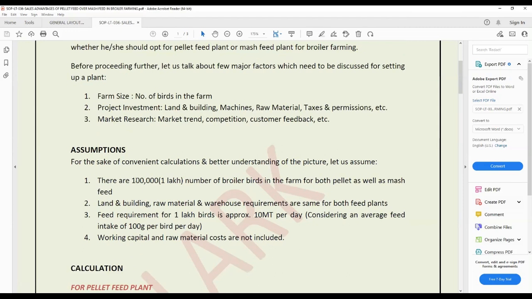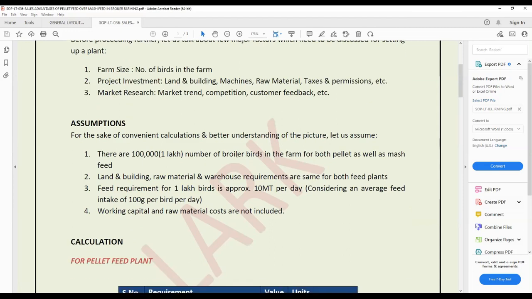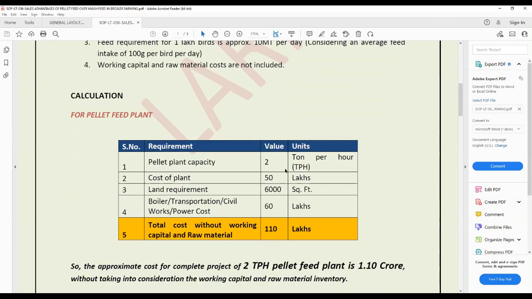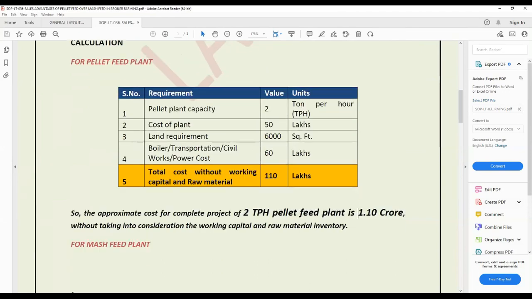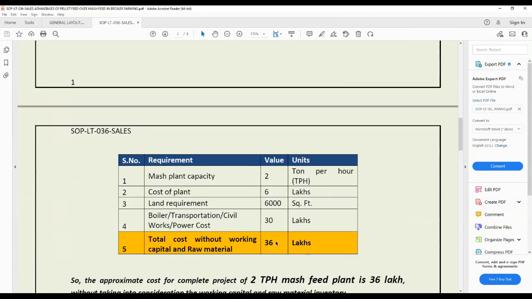We have a reference of a farmer having 1 lakh broilers, and the land, building, raw material, and warehouse required for both with feed plants, feed requirement, and that is the calculation. For a pellet feed plant of 2 tons per hour, the cost, that document is four years back. Now the price of the feed mill may differ, but we can see the comparison. For a feed miller with 1 lakh broilers, if he installs a pellet feed plant, that is the approximate budget. Now this budget may be around 1.8 or 1.9, maybe. Almost double. Yes, sir. And then we calculate the same for the mash feed, that is around 36 lakhs.